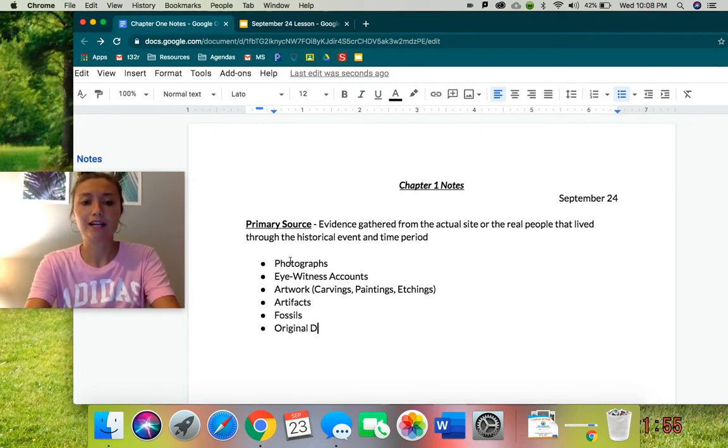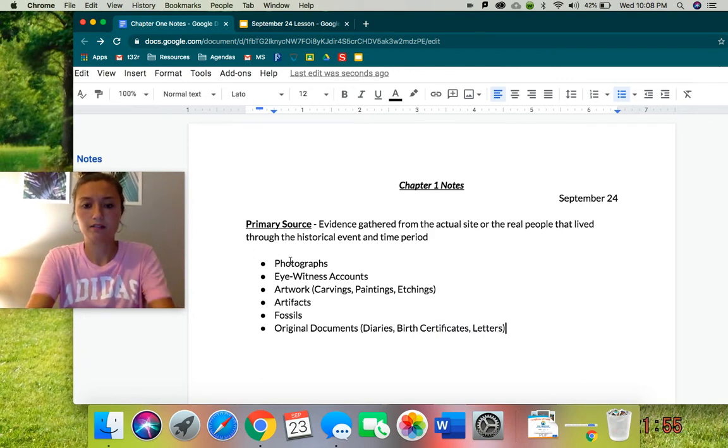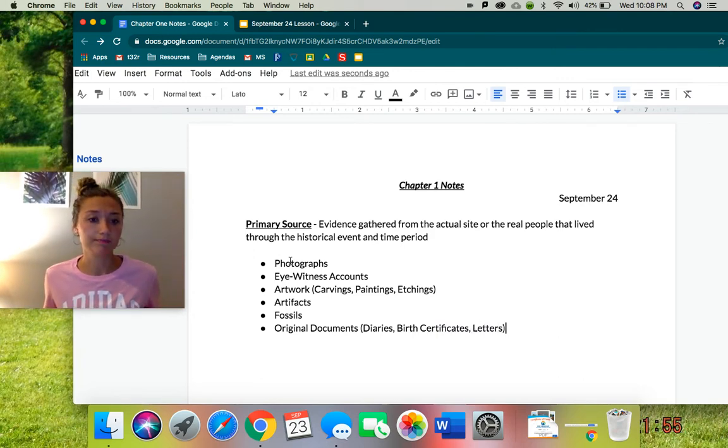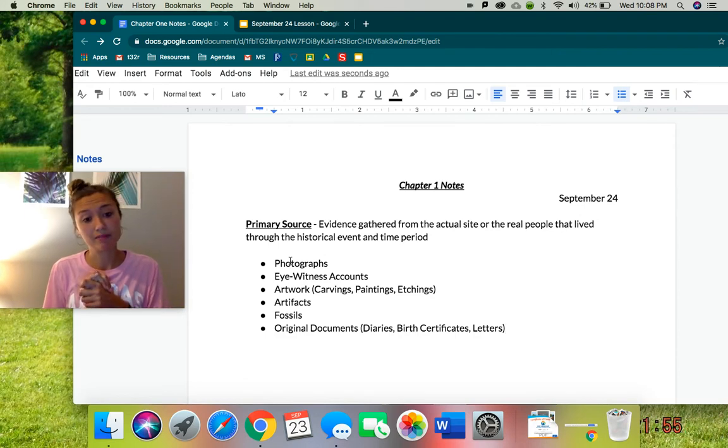original documents. And examples of original documents could be your birth certificate, okay? The diary example, all right? Letters from the time period, all right? So go ahead and give those examples too. It'll help you out. All right, go ahead and pause the video. Let everyone catch up with those notes, and then we'll continue on and talk about secondary sources. All right, let's go to secondary sources now.